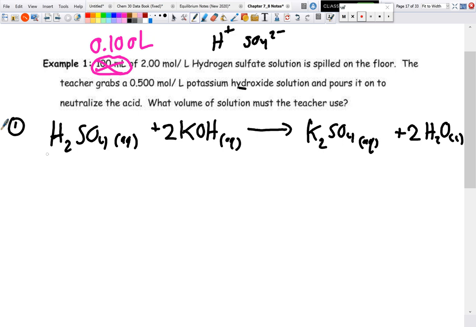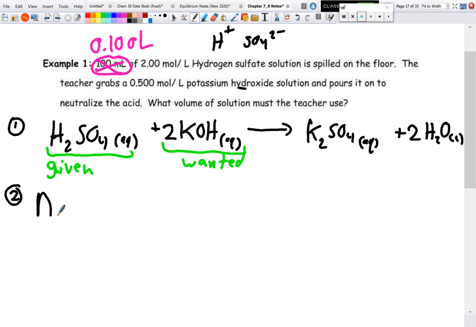Now I'm also going to highlight my wanted and my given. So we have 0.1 liters of 2 moles per liter. So we have two values for our hydrogen sulfate. So that means this is our given. And what volume of potassium hydroxide must be poured onto that solution? The potassium hydroxide is my wanted. So that kind of clarifies things when I go to step 2.